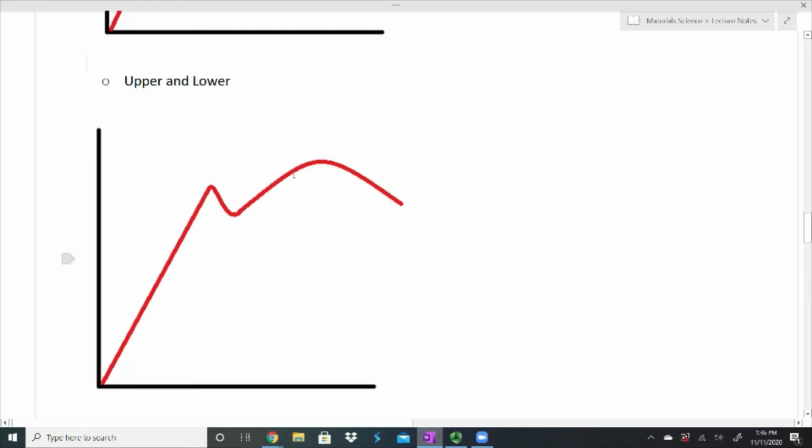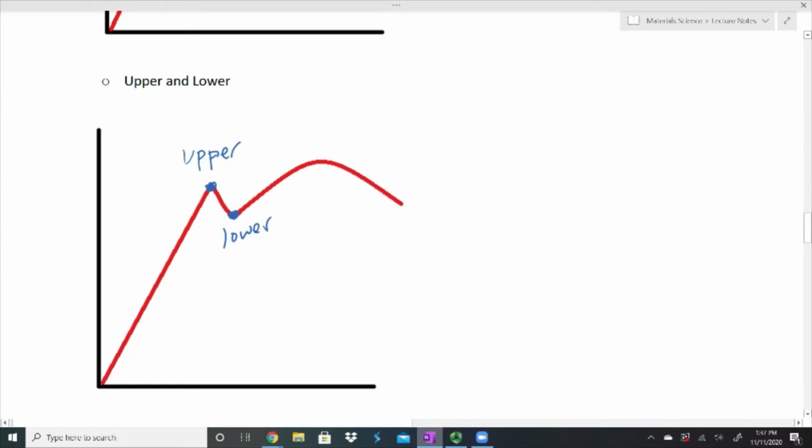And so we could say, all right, well, where exactly is the yield point? The yield point in this one we actually are going to say is here, and it's here. We actually get two yield points. We have an upper yield point, and we have a lower yield point.